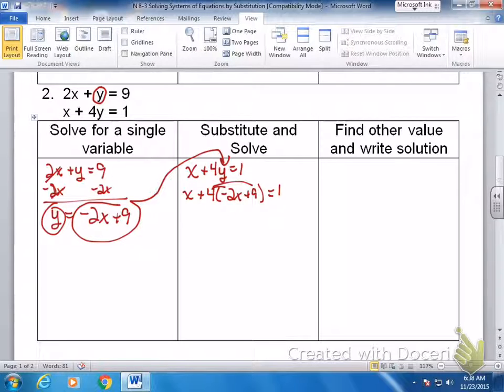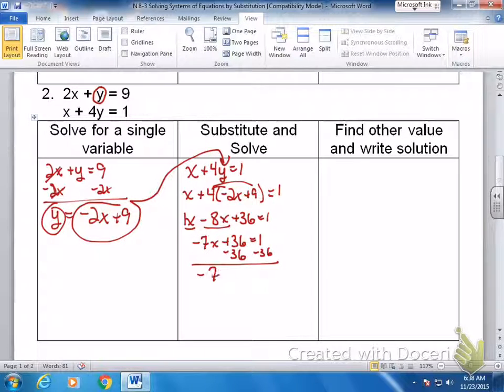Now we have to do a little distribution to get our next step. The x stays the same. Then we have 4 times negative 2x is minus 8x. We have 4 times positive 9, which is 36, and that equals 1. I've got some like terms I can combine. I have 1x minus 8x, which gives me negative 7x, plus 36 equals 1. Now I need to get my x's by themselves, so I'm going to subtract that 36 from both sides.